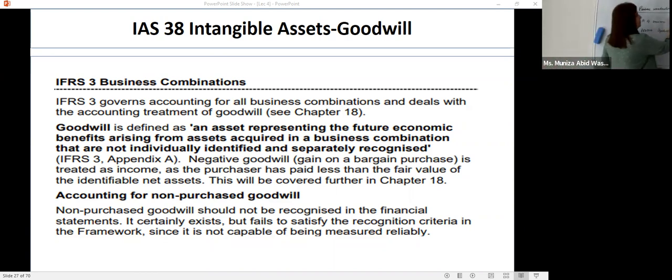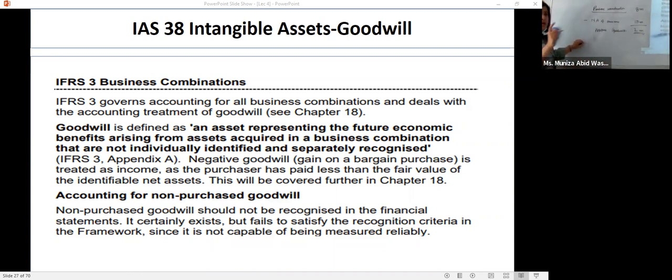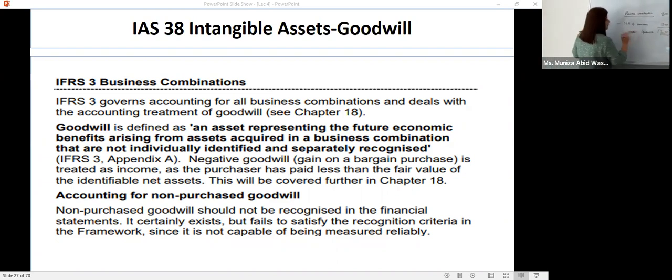Sometimes it can also happen that the purchase consideration which we are paying is 8 million, whereas the net assets of the business are 10 million. We are paying lesser than the net assets of the business. Now, what is happening? 2 million negative is coming. This is because of the negative goodwill. This is negative goodwill of the business.